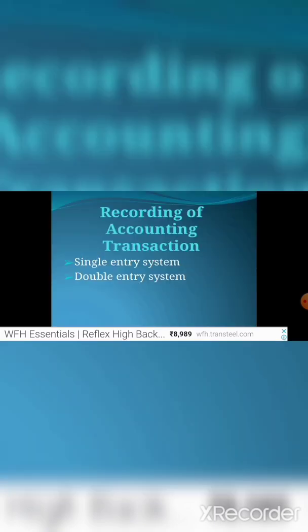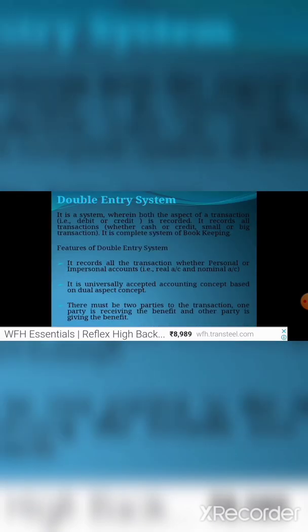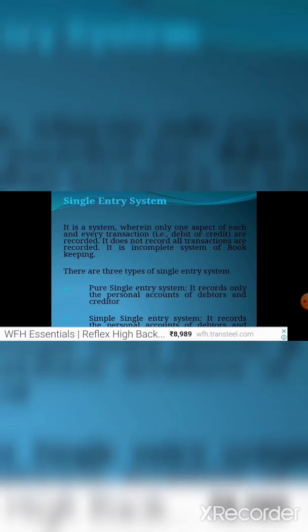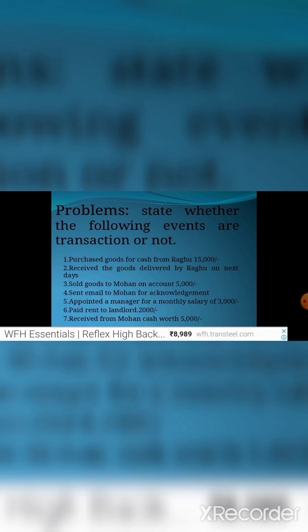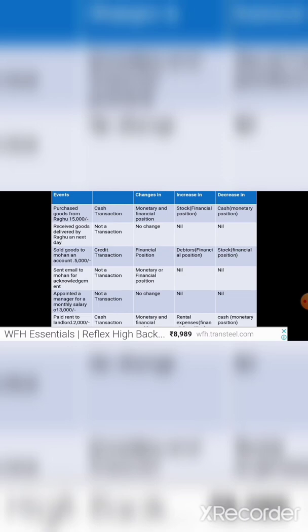Next, receive the goods delivered by Raghu on the next day. He will receive the goods, which is not a cash transaction, so it will not count as a transaction because he is not receiving any money. So no changes. NIL. Stock, goods means stock, so increase or decrease is NIL.